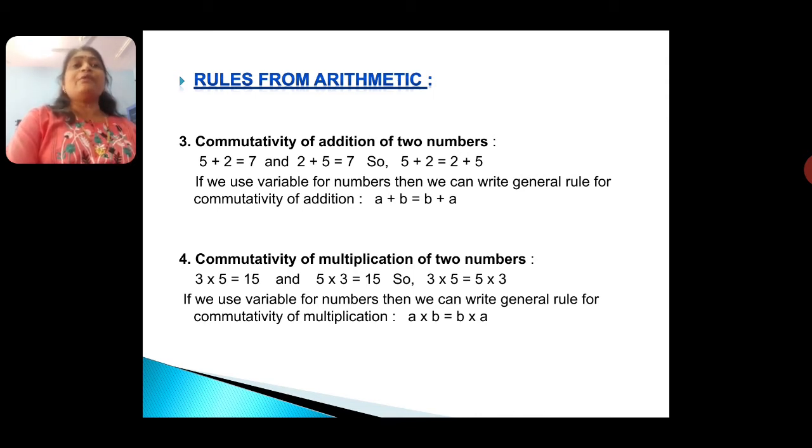If we use variables for numbers, then we can write the general rule for commutativity of addition. That means a plus b equals b plus a. Next, commutativity of multiplication of 2 numbers. For 2 numbers 3 and 5, 3 into 5 equals 15 and 5 into 3 equals 15. So, 3 into 5 equals 5 into 3. If we use variables for numbers, we get the general rule for commutativity of multiplication, that is a into b equals b into a.